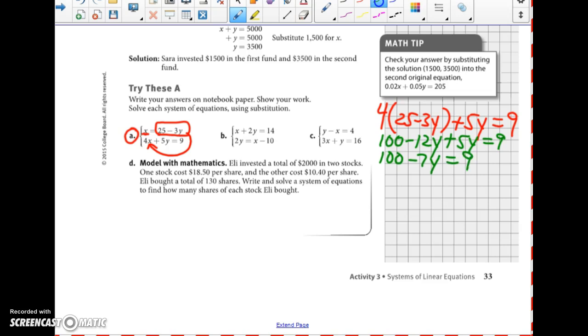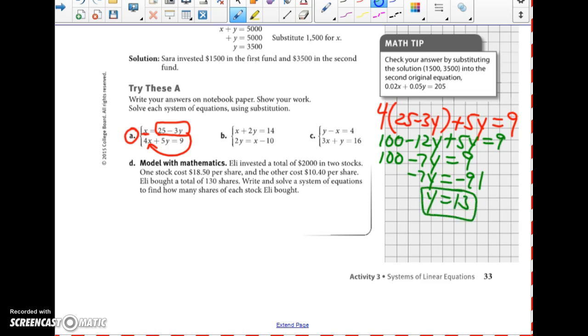Okay, now what's the next thing we're going to do? Subtract 100 from both sides. So subtract 100 from 9, you get negative 91. Negative 91, very good. Okay, now what do you do? Divide by negative 7. So what's negative 91 divided by negative 7? 13. And y equals 13 is the answer.